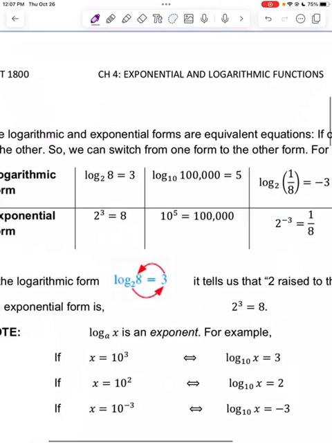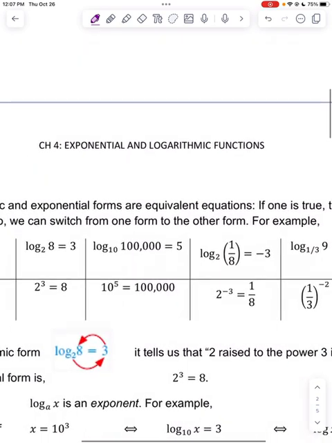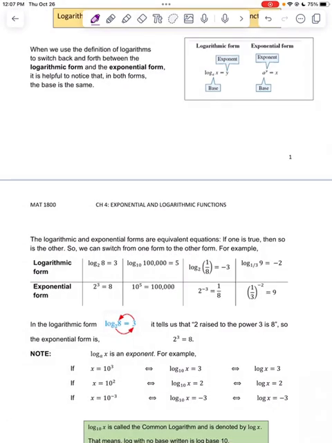Here is an example that is done for you. The first row is the logarithmic form, and the second row is the exponential form of the same expression. How do I know it is logarithmic? Because I see the letters log. We abbreviate logarithmic as log. This is log base 2 of 8 is equal to 3. How do you convert it to exponential form? You start with the base. Here the base is 2. So 2 raised to the power of 3 is equal to 8.